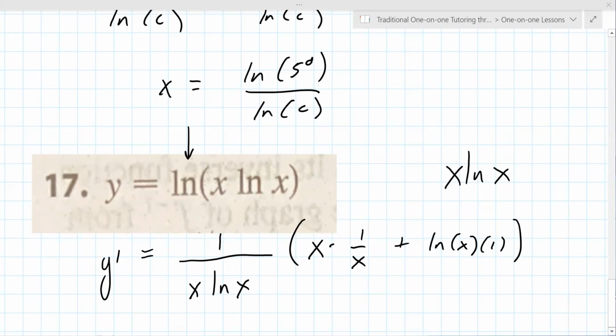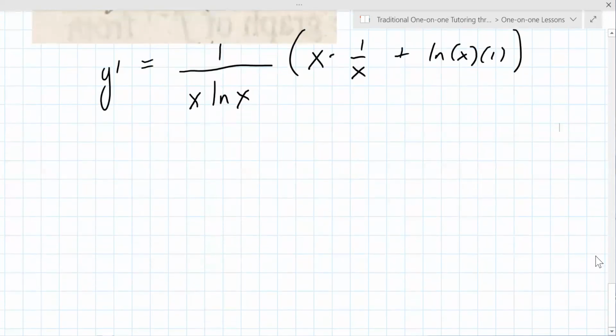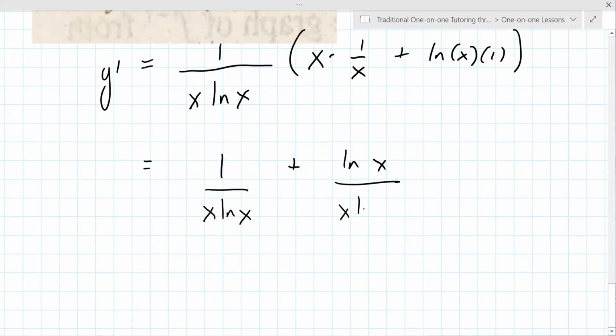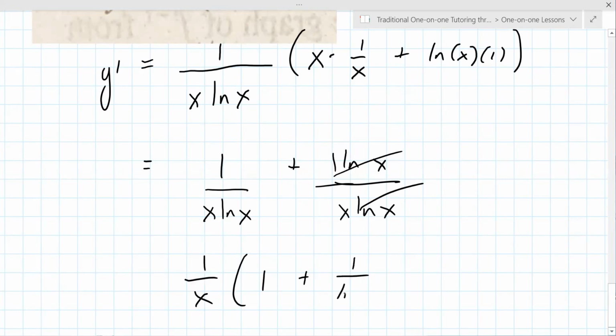Or wouldn't x times 1 over x be 1? This one actually kind of works out nice. Right. 1 plus natural log of x, and then if you put this over x natural log of x and this over x natural log of x, these cancel, and you get 1 over x here. So you actually factor out an x. It becomes 1 over x, 1 plus 1 over natural log of x. I don't know. It only helps if you're going to do something with it.